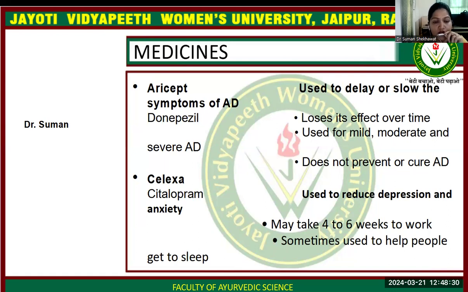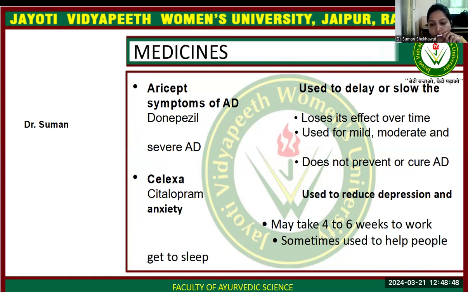Mechanisms of the disease is aggressive. Symptoms of Alzheimer's disease: used to delay or slow the disease. Donepezil loses its effect over time, used for mild, moderate, and severe Alzheimer's disease. Doesn't prevent or cure Alzheimer's disease.